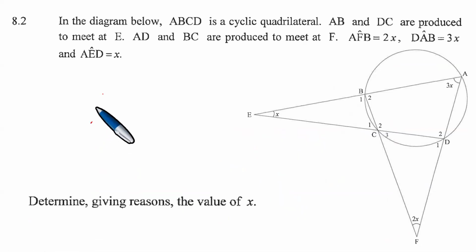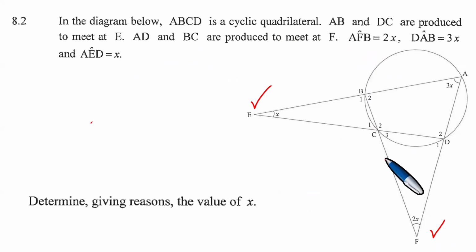Right, in the diagram below, ABCD is a cyclic quadrilateral. AB and DC are produced to meet at E. We can see E. There it is. AD and BC are produced to meet at F. The point F is here.